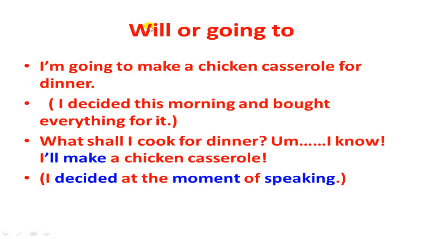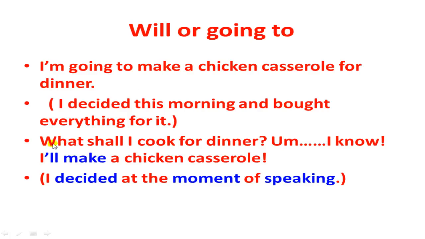What is the difference between will and going to? I'm going to make a chicken casserole for dinner. I'm gonna make a chicken casserole for dinner. Going to or gonna means I decided this morning and I bought everything for it. So I have a plan, I have an intention, I've made up my mind.